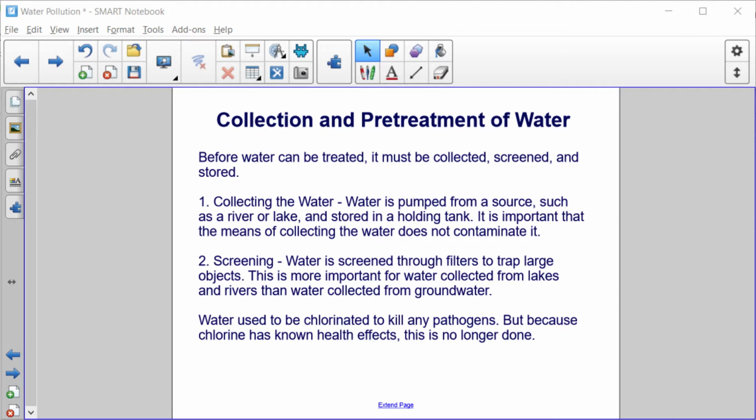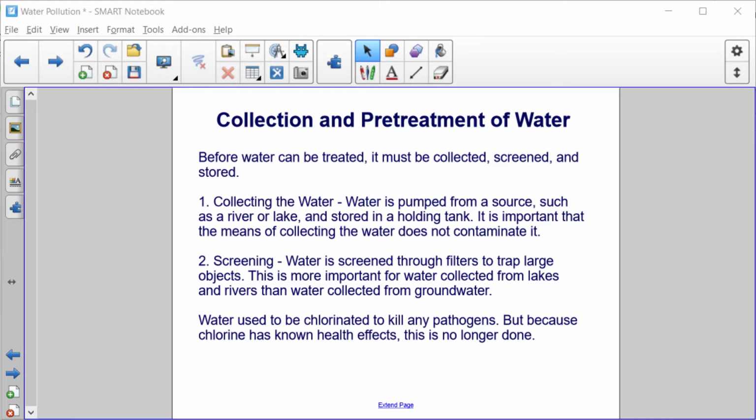Collection and pre-treatment of water. Before water can be treated, it must be collected, screened, and stored. 1. Collecting the water. Water is pumped from a source, such as a river or lake, and stored in a holding tank. It is important that the means of collecting the water does not contaminate it. 2. Screening. Water is screened through filters to trap large objects. This is more important for water collected from lakes and rivers than water collected from groundwater.